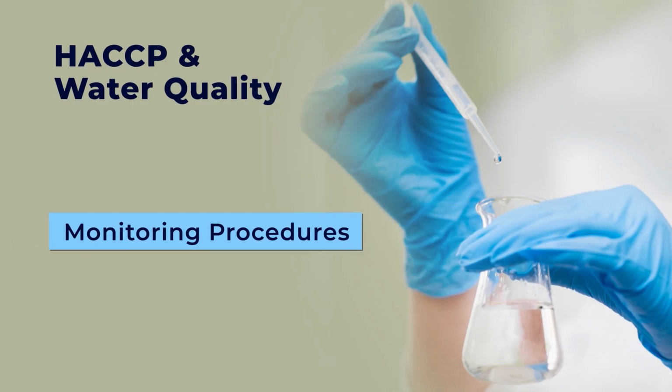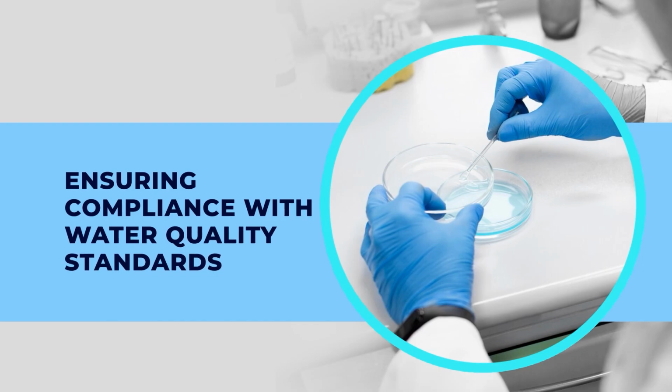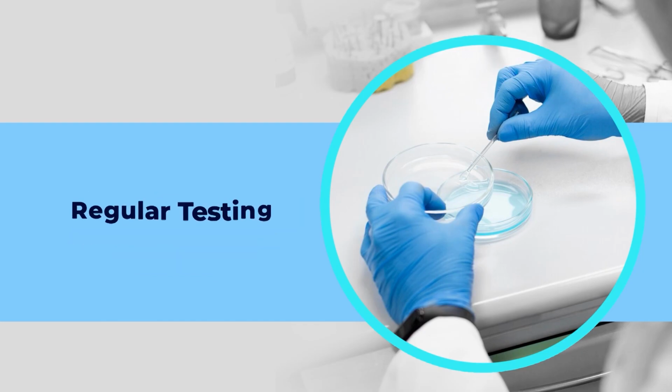Then we can keep monitoring procedures, regular testing of water quality, and we can take corrective action, and record keeping should be undertaken properly under HACCP. Now, how can we ensure compliance with the water quality? It is through regular testing and training of the people involved in water testing. Proper documentation should be maintained. Audits should also be done, internal and external, to see whether we are complying with the water quality standards or not.